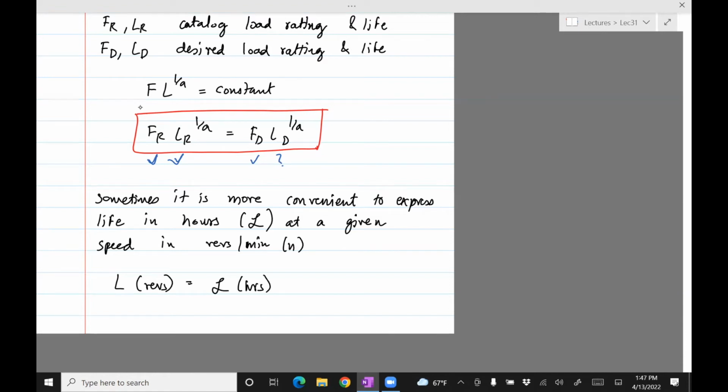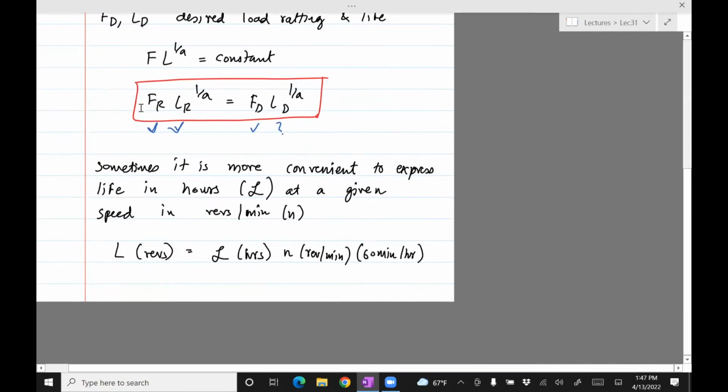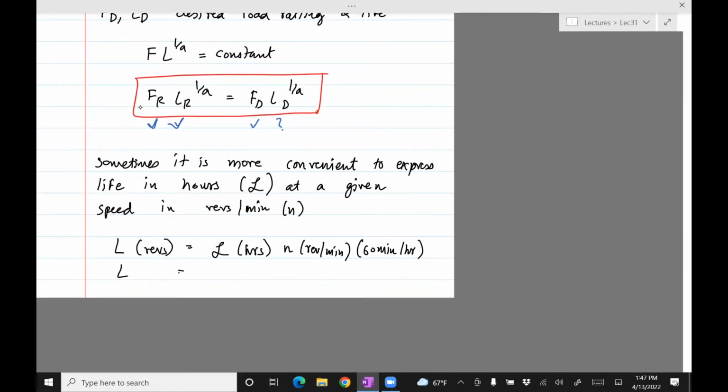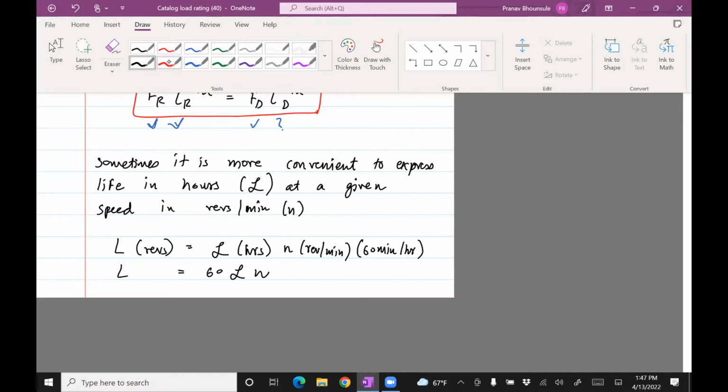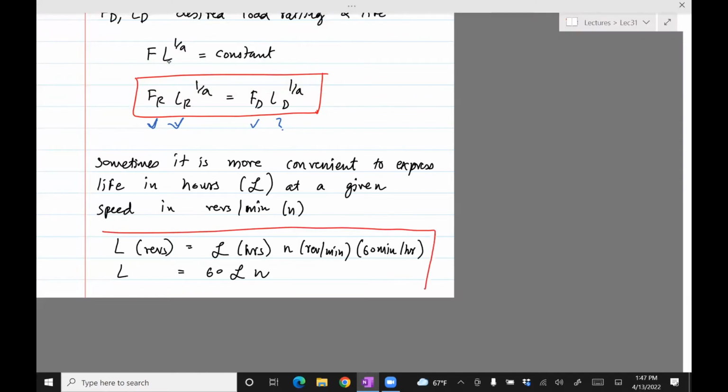So what we do is we know the speed, which is N, in revs per minute, and 60 minutes is 1 hour. So this conversion will work like this. In other words, L equals 60 times the abbreviated L times N is our formula. If you don't want to work with revs L, and instead want to work with abbreviated L, which is hours, then use this formula. But you need to specify the speed N.